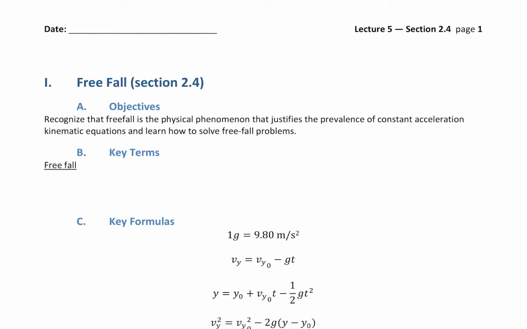In this lecture we're going to cover section 2.4. This is going to be the last section that we cover in chapter 2, so this is the final lecture for chapter 2, all right? It's the third of 3 lectures that cover chapter 2. In this lecture, we're going to discuss free fall.